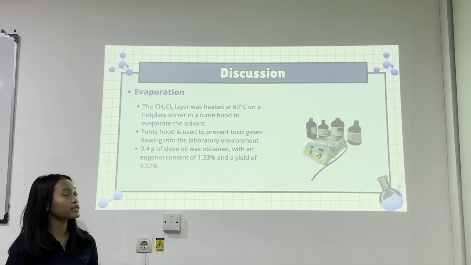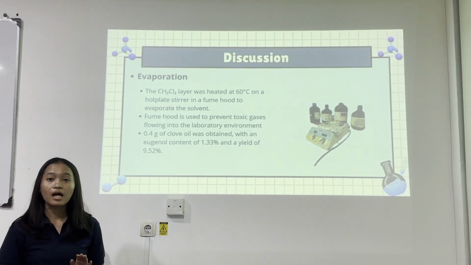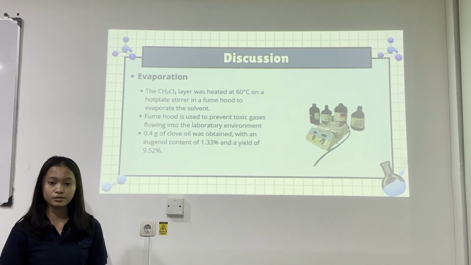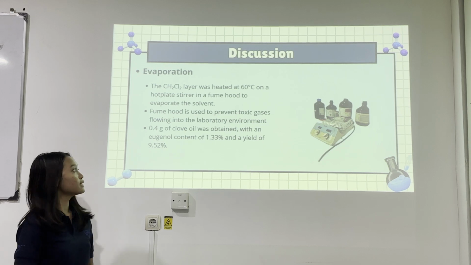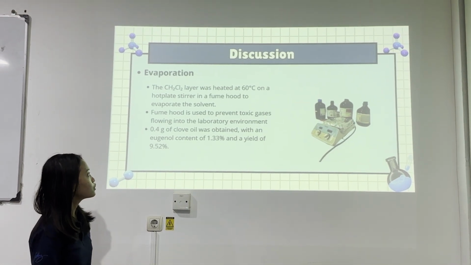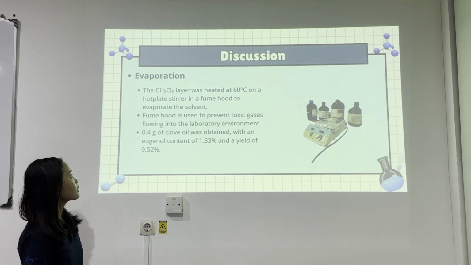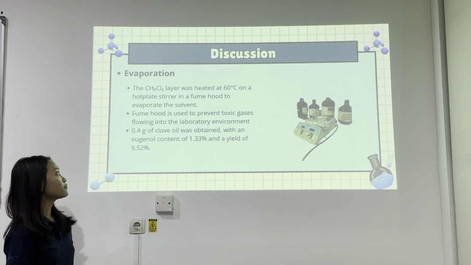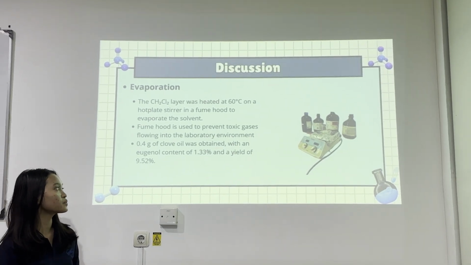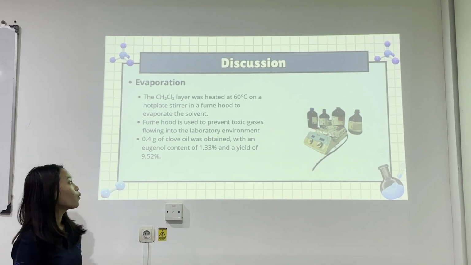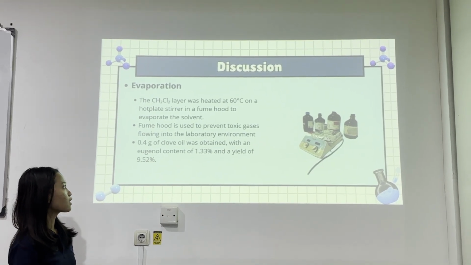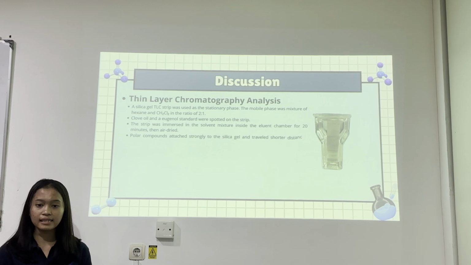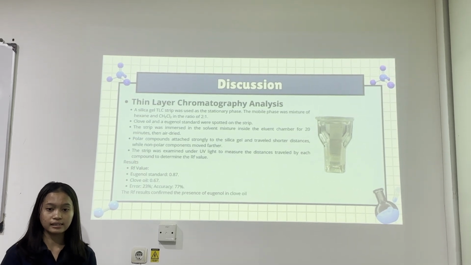And the next, evaporation. The dichloromethane layer was heated at 60 Celsius on a hot plate in the fume hood to evaporate the solvent. The fume hood is used to prevent toxic gas flowing into the laboratory environment. 0.4 gram of clove oil was obtained with a eugenol content of 1.33% and a yield of 9.52%.